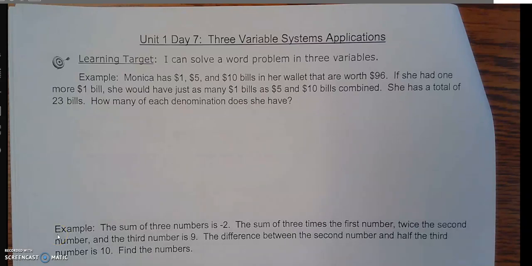Okay, so this is Unit 1, Day 7. This is the last day of the unit, and we're going to wrap up the three variable systems. And now we've got applications, which just means that we have word problems. So our learning target is that we can solve a word problem in three variables.